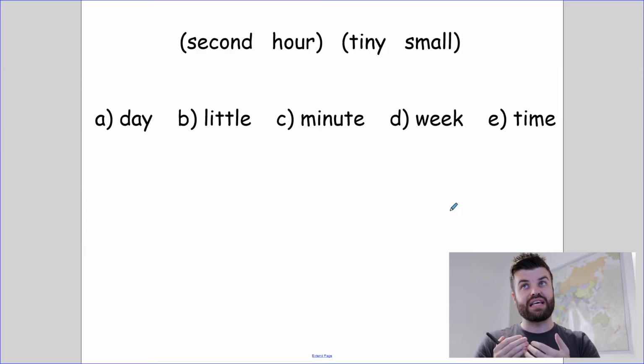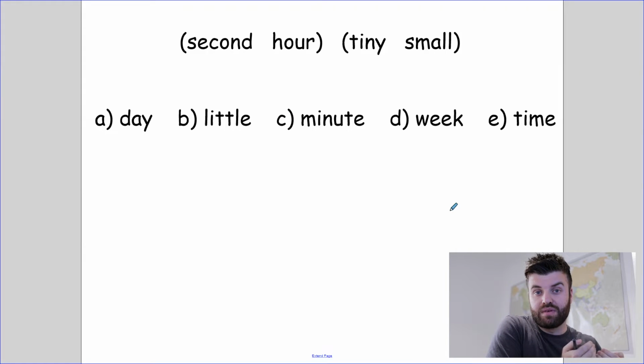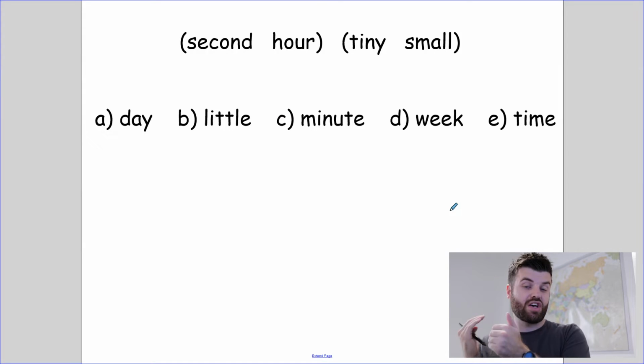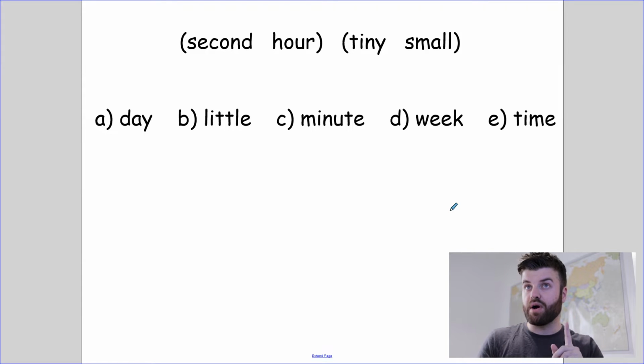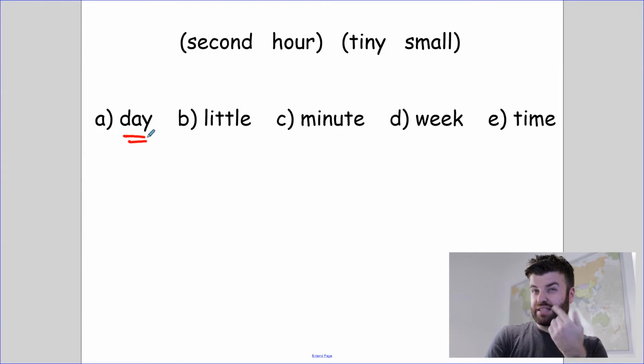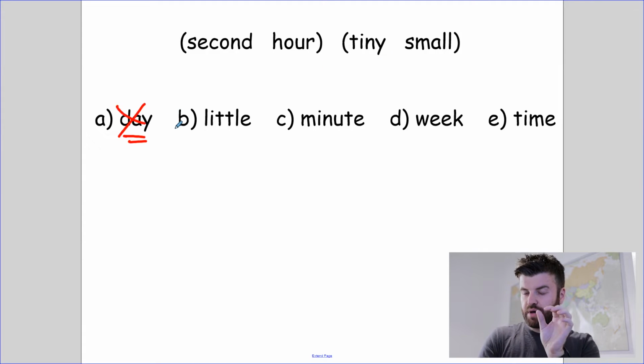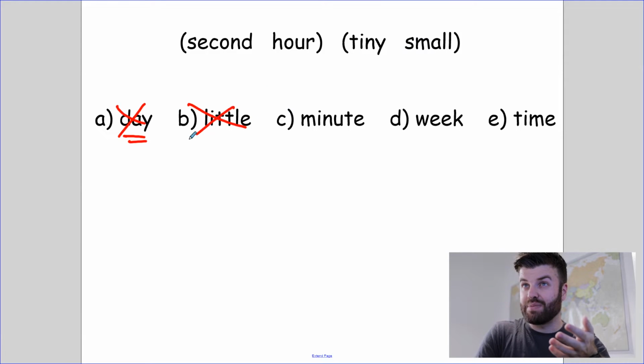Is there a word which links with second and hour that could also link with tiny and small? It has to work in both. Day works in second and hour because it's a measure of time, but day does not work with tiny and small, so it can't be day. It has to work in both. Little could work in tiny and small, but it's not a measurement of time, so it can't be little.